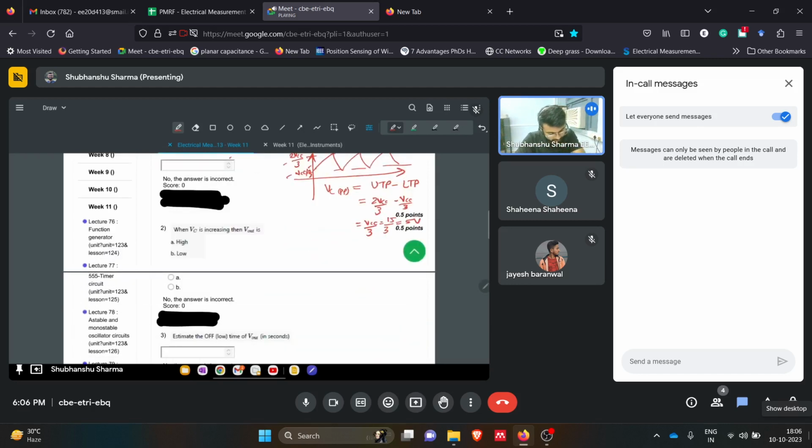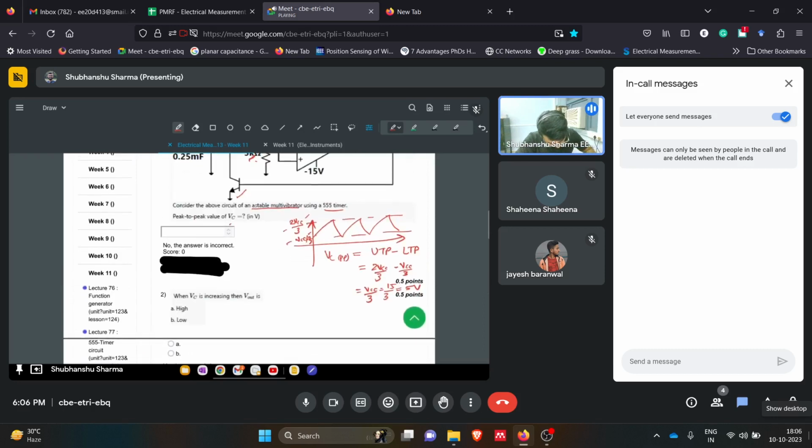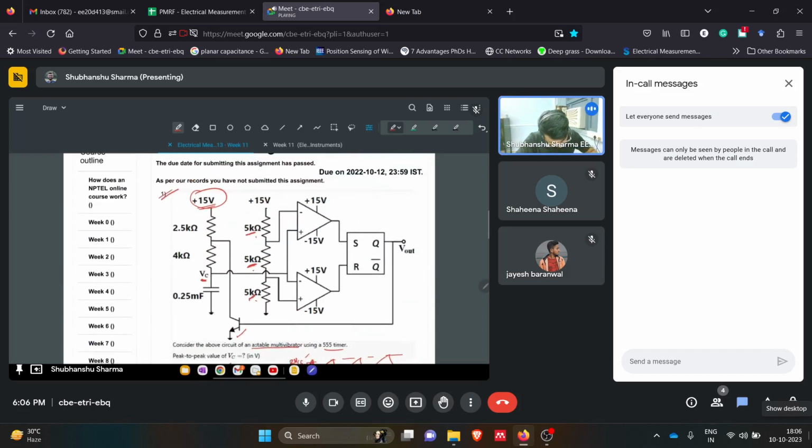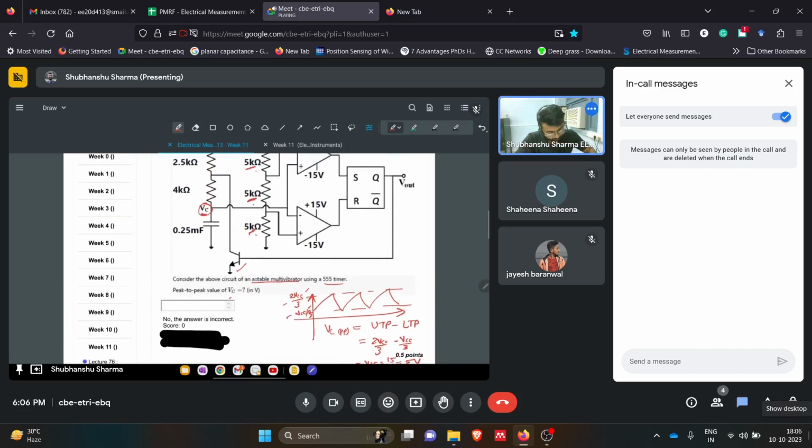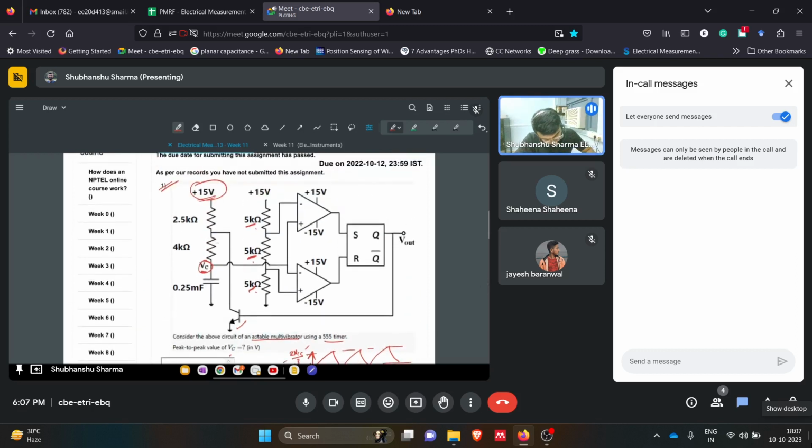Next question: when VC is increasing, then what is V out? So let's see. When VC is increasing, what does that mean? That means this is a discharging path, which is not connected. So this transistor is off, and the logic here is 0. It can happen when reset is 1. And when will reset be 1? When this is high. When will this be high? When this is high.